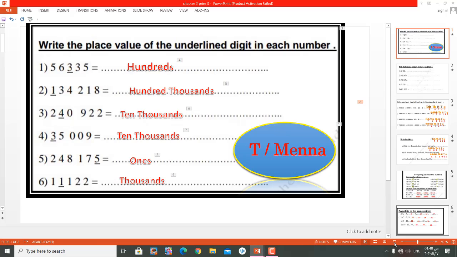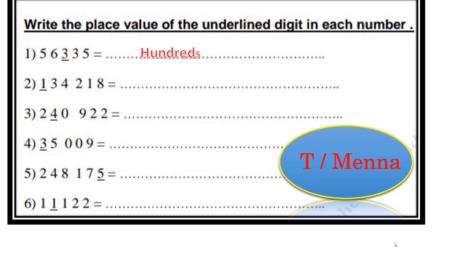First question here, write the place value of the underlined digit in each number. First one here, I have 1, 2, 3 here, comma, so I have to read the number first. Here I have 56,335. Okay, first you have to read the number.